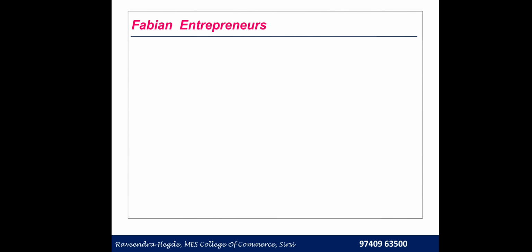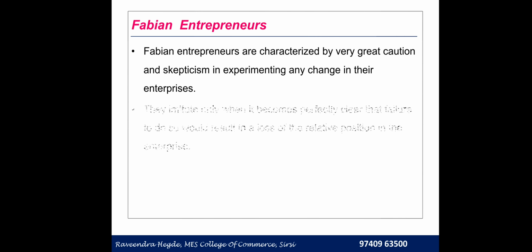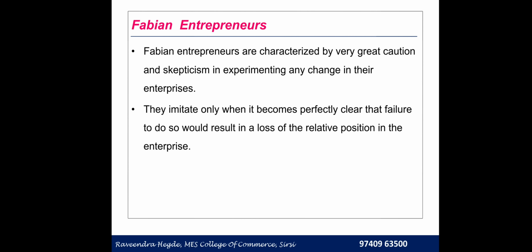Friends, now let us talk about Fabian entrepreneurs. Fabian entrepreneurs are characterized by very great caution and skepticism in experimenting with any change in their enterprises. They imitate only when it becomes perfectly clear that failure to do so would result in a loss of the relative position in the enterprise.